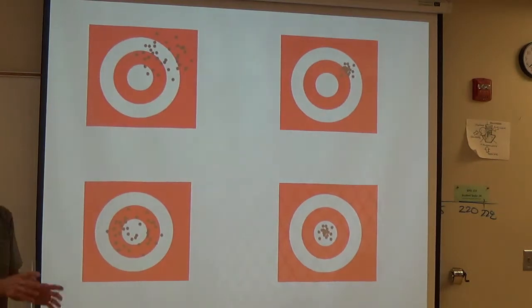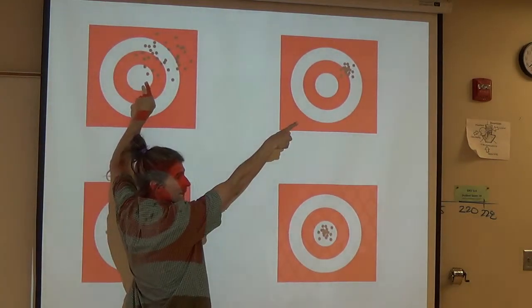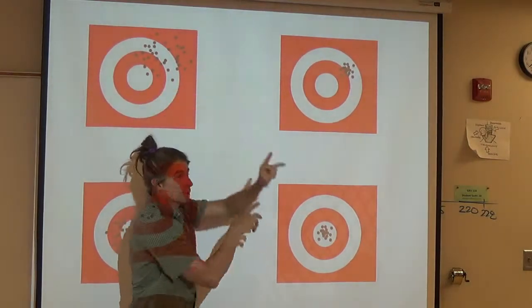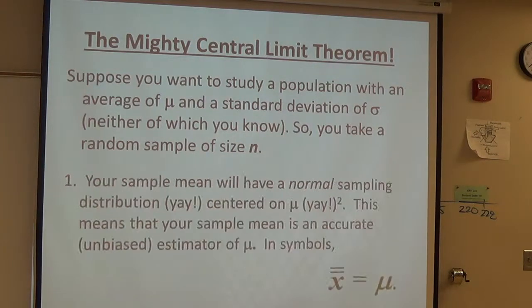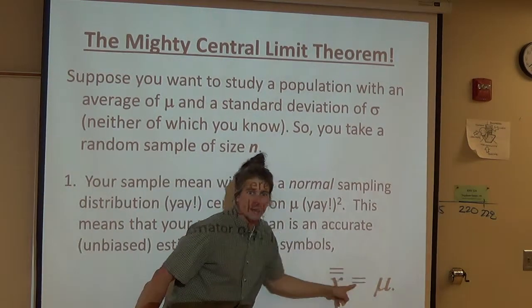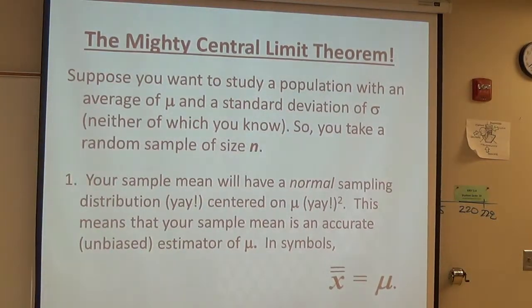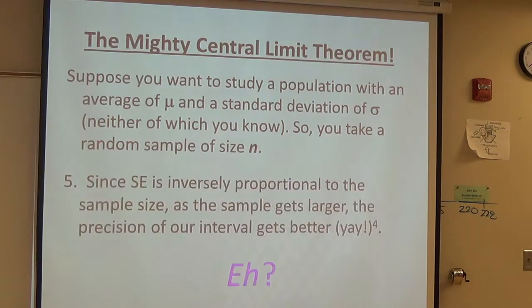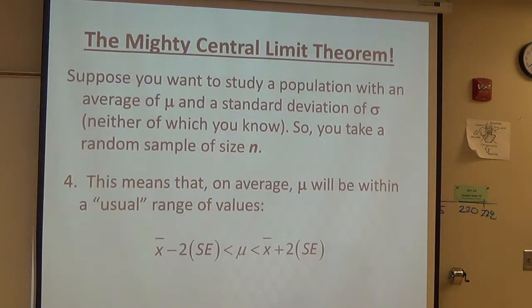But the thing is, the central limit theorem guarantees us we will never have this problem because these aren't accurate. The central limit theorem guarantees us accuracy, right here. It guarantees us that we're going to be hitting the bullseye on average. But it doesn't guarantee us precision until we start increasing our sample size. And that's what this is all about.